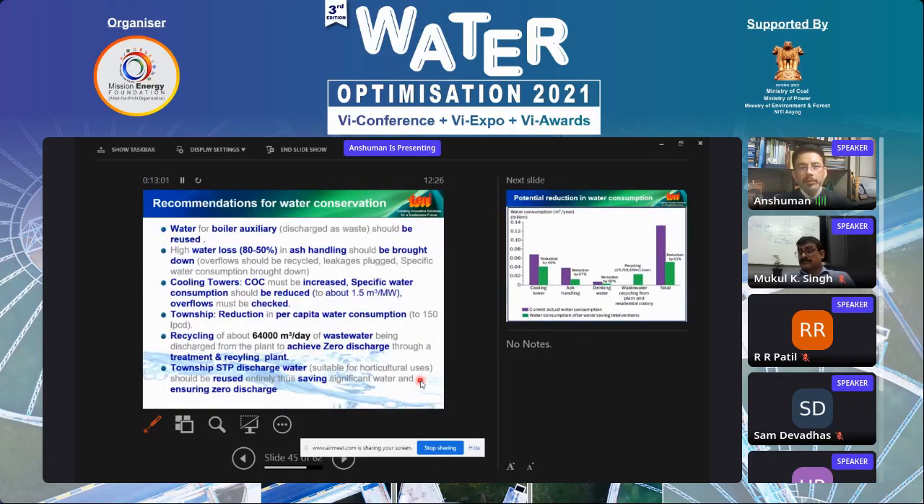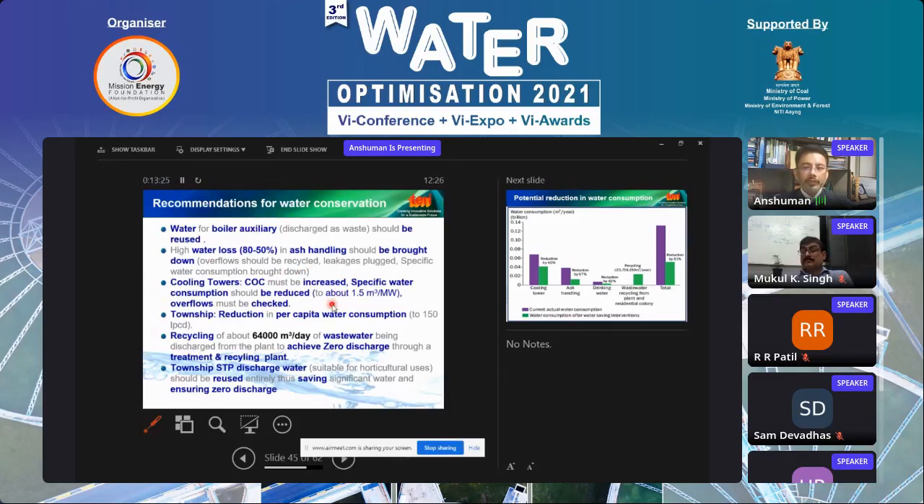The water could be reused for boiler auxiliary. Ash handling water had a significant opportunity to reduce the water consumption. The losses were quite high, as you can see, 50% to 80%. And this could be reduced through recycle, plugging the leakages, etc. One of the major interventions in power plants is increasing the cycle of concentration.